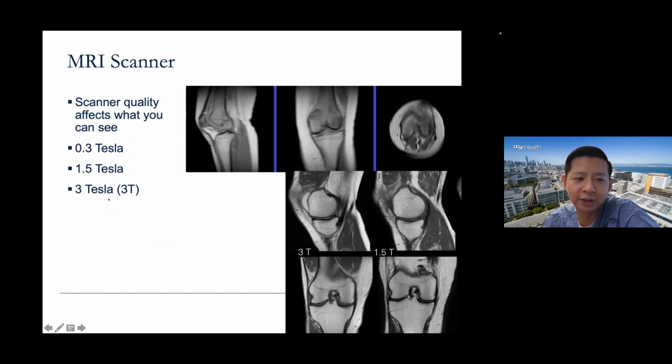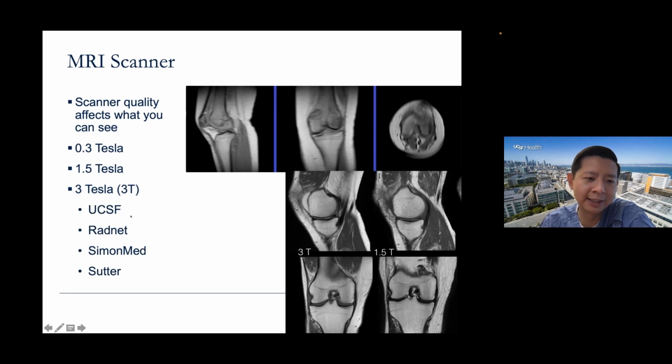And then the third generation, 3 Tesla MRIs, is what the major medical centers all have. This really shows all the quality and high definition. When you're looking at various sequences, it will definitely show a lot more than the 1.5, but the 1.5 is much better than these low quality ones, and 3 Tesla is definitely the best. The ones around the Bay Area that have 3 Tesla MRI scanners are UCSF, RadNet, SimonMed, and also the Sutter scanners. And of course, Kaiser has one too, if your patient has Kaiser. When I refer for MRIs, I typically refer to one of these scanners, because if you get a low quality one, it really doesn't help you very much.